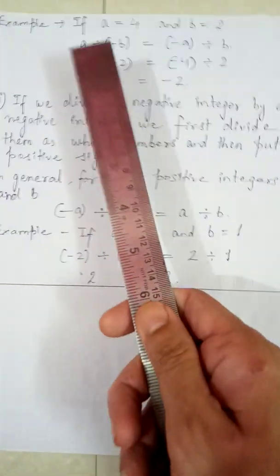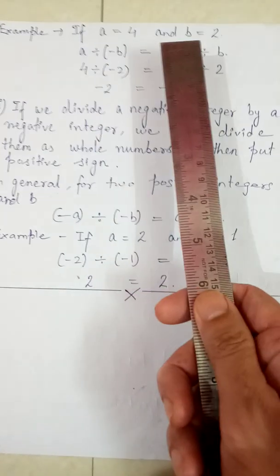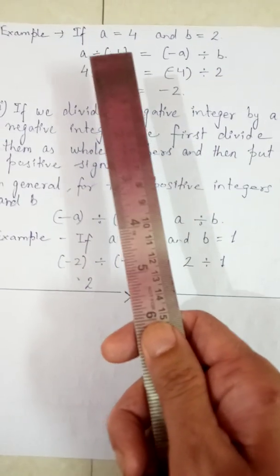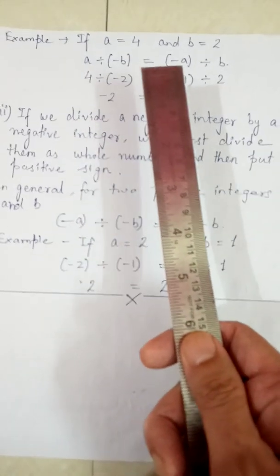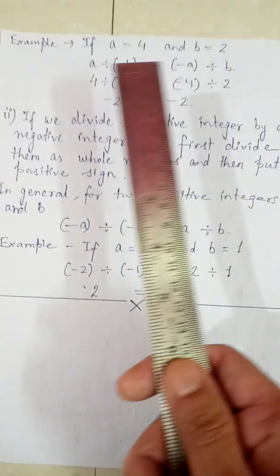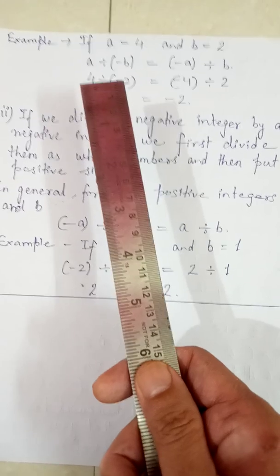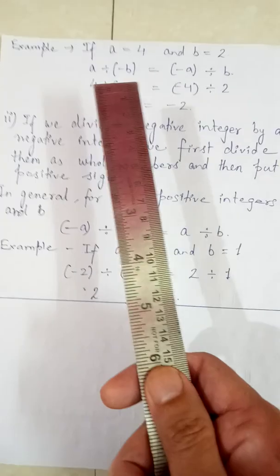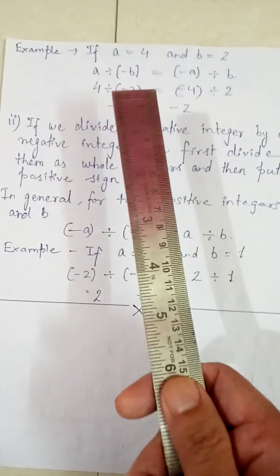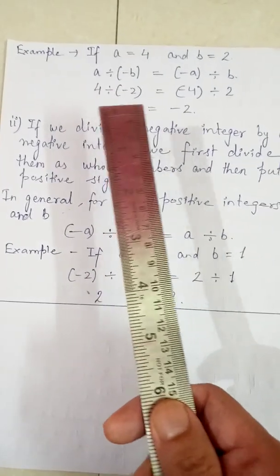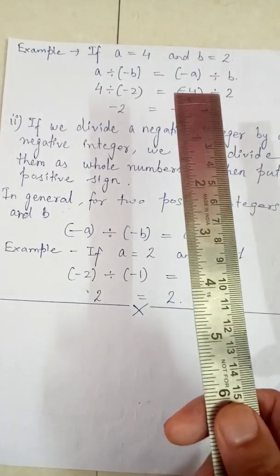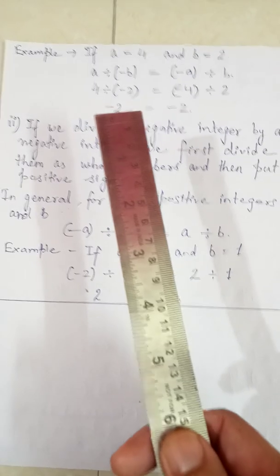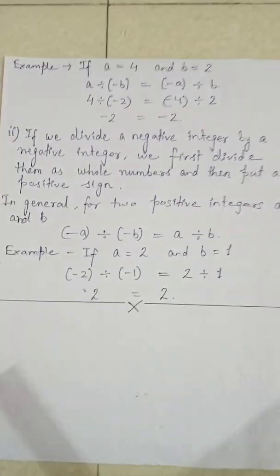The example is, if a equal to 4 and b equal to 2, according to the property, a divided by minus b equal to minus a divided by b. On the left hand side, 4 divided by minus 2. So first we divide the whole numbers, that is 4 divided by 2 gives you 2 and put a sign of minus, and on the right hand side also 4 divided by 2 gives you 2 only. So on both the sides it will come as minus 2 equal to minus 2.